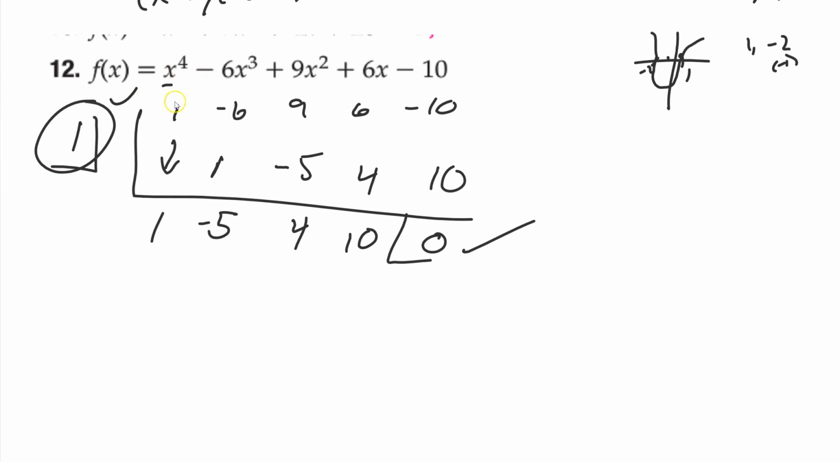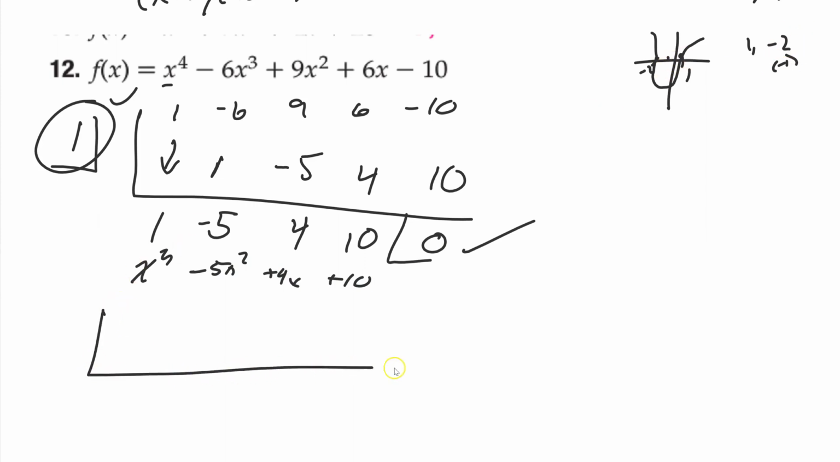1 down, 3 more to go. I need to find all 4. So remember, this is 1 power less. This is x cubed minus 5x squared plus 4x plus 10. Now I'm going to use negative 2 because that's where I think it crossed. I could totally be wrong about that. It could be crossing somewhere else, but we'll see what happens.